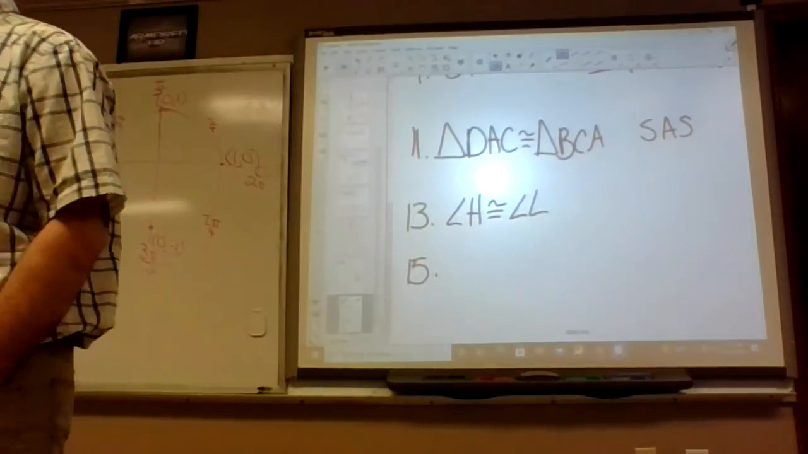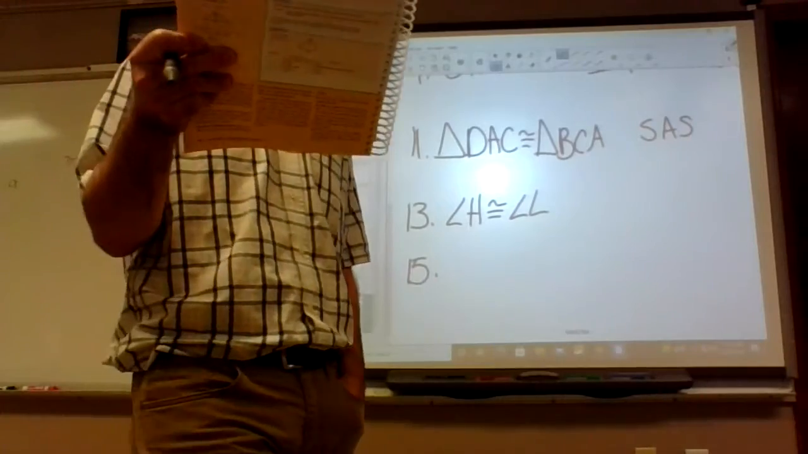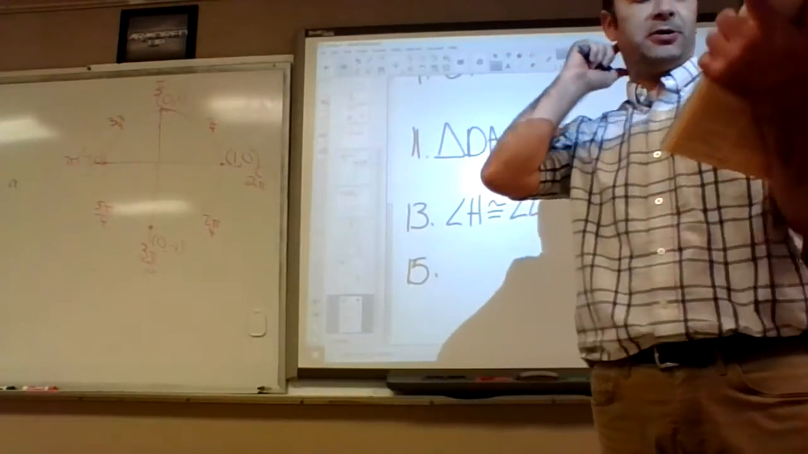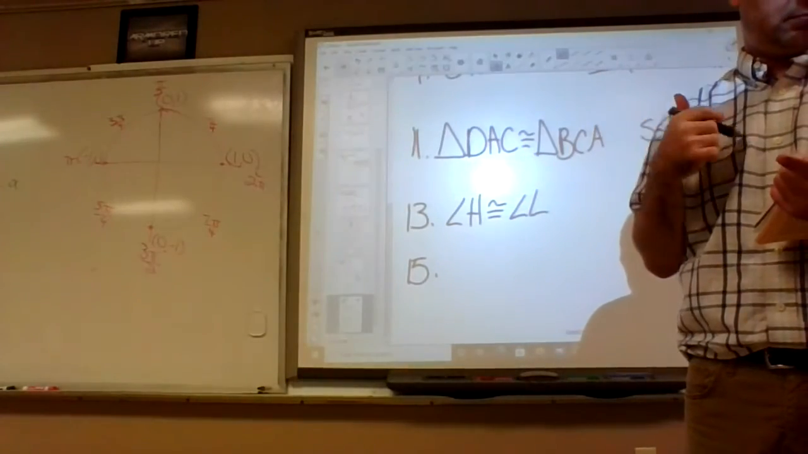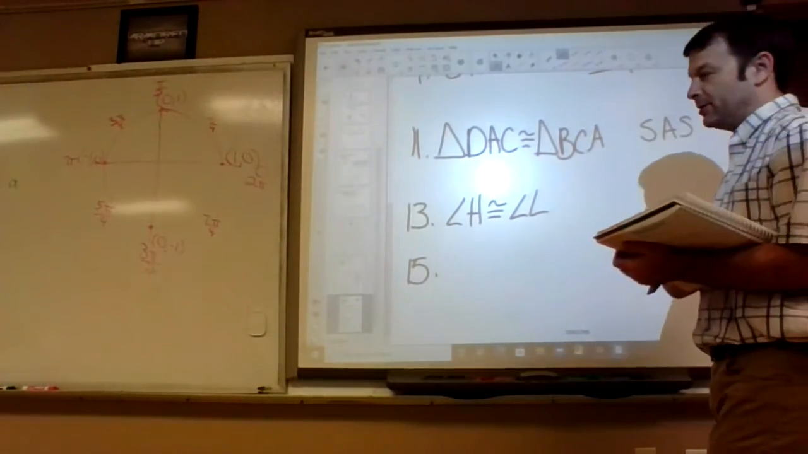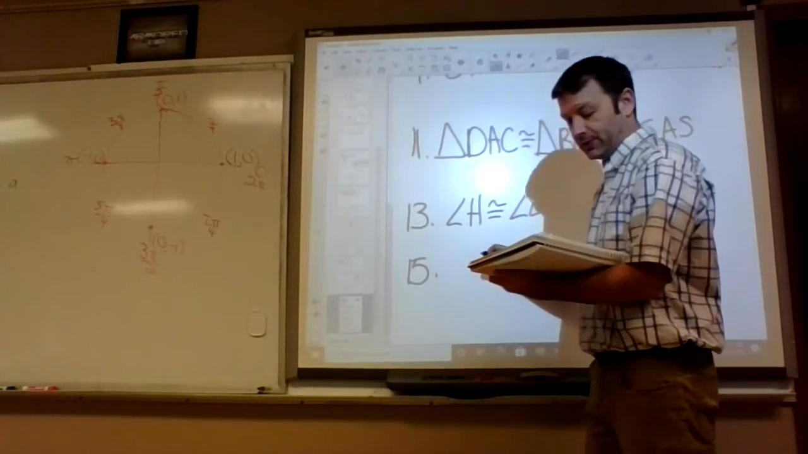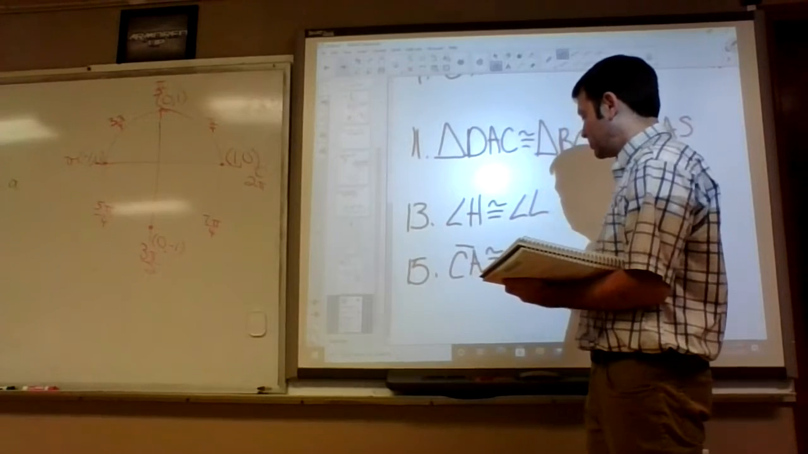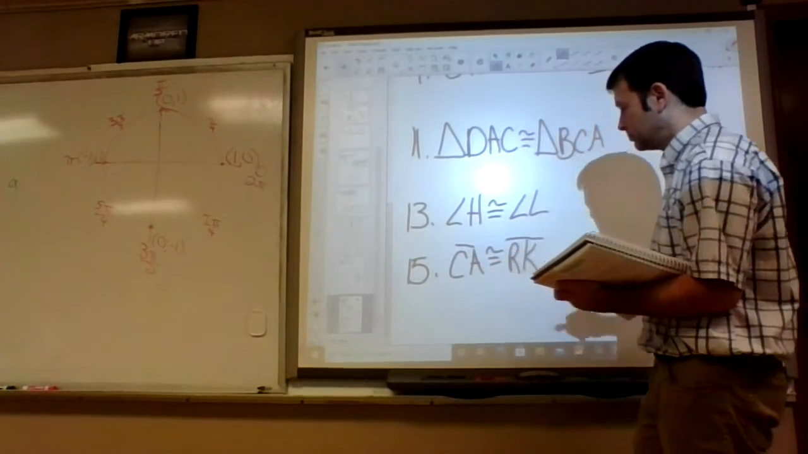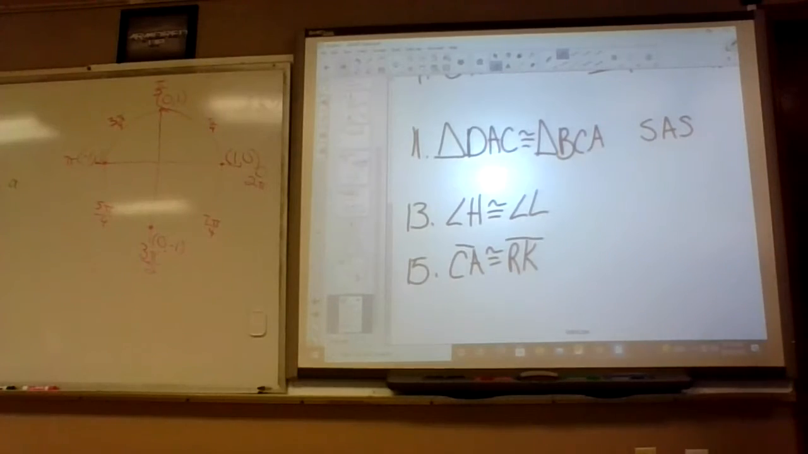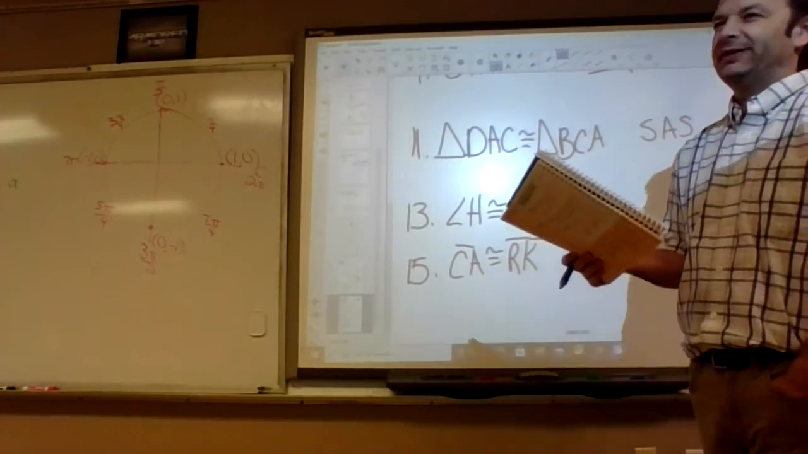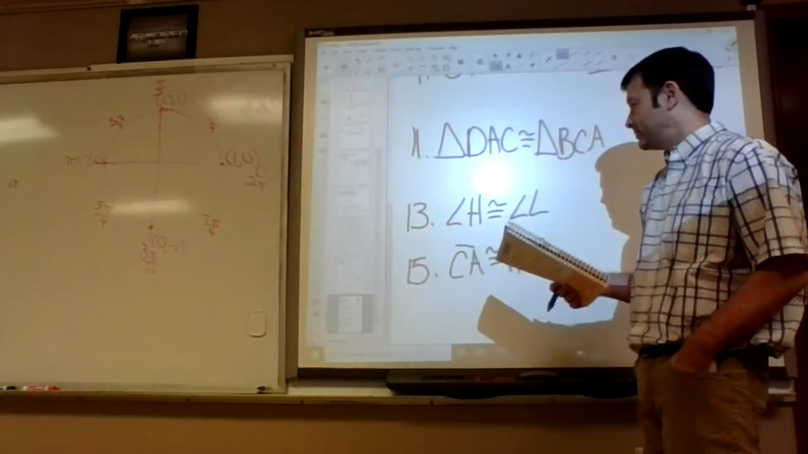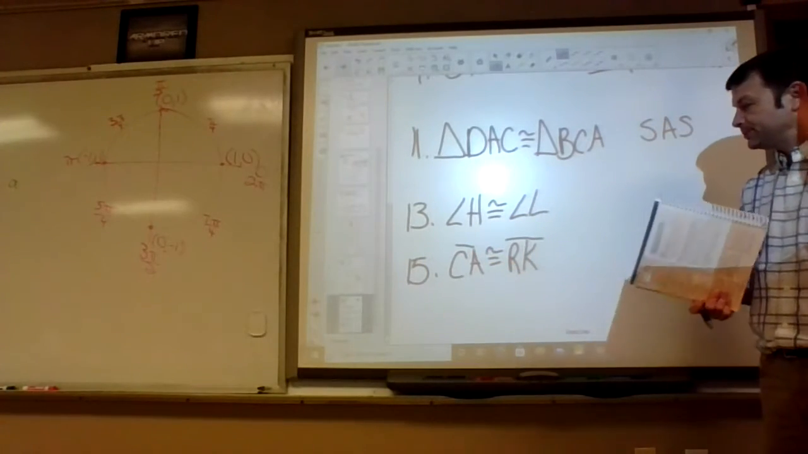So somebody besides Will, what other fact could we use to say those two triangles are congruent? Archer? CA is congruent to RA. Yeah, those two sides, there's more than one possible answer on this again. But yeah, if we knew CA and RK were congruent, then what would we have at that point? You guys see it? Side angle side. Yeah, we would have side angle side.